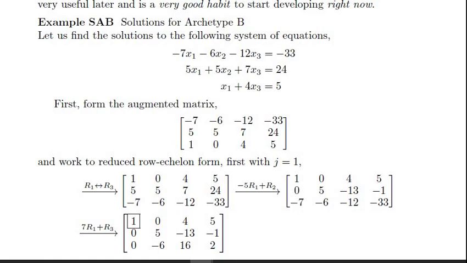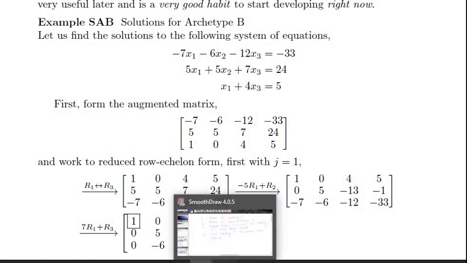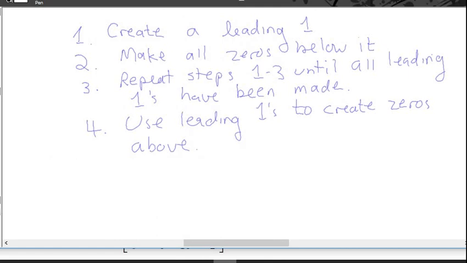Now, I have, for my own purposes, described the steps that I would say are useful to follow when you're doing reduced row echelon form. So first of all, the first thing you want to do is create a leading one. So you create a leading one, I should say in the first row possible.